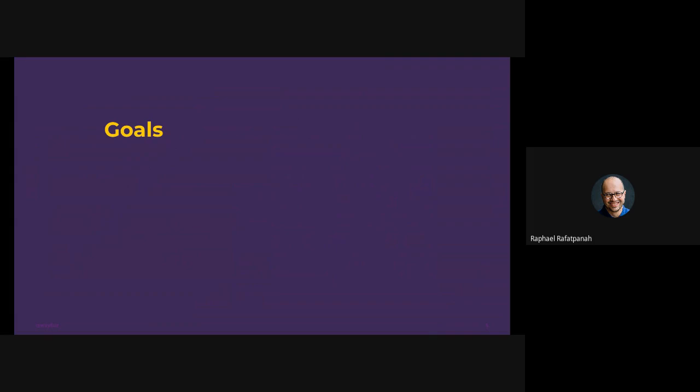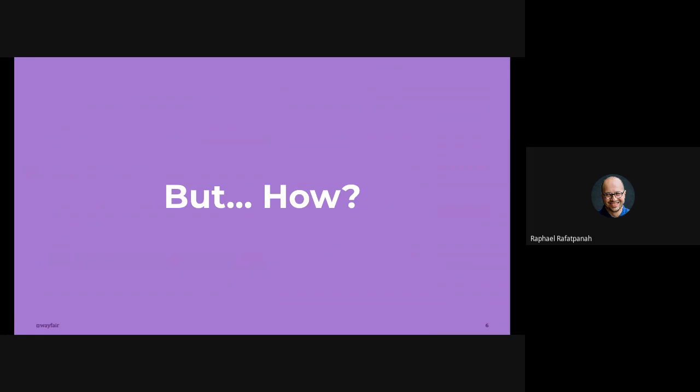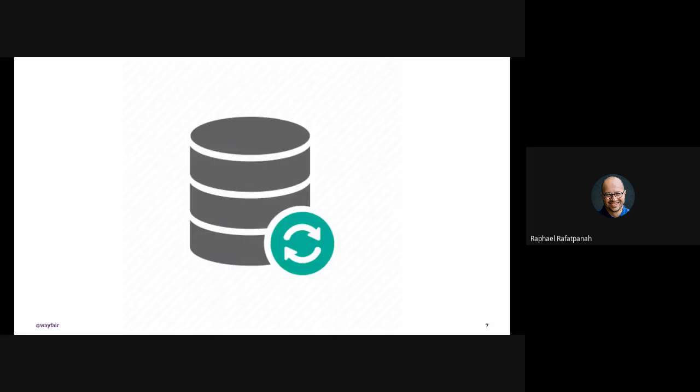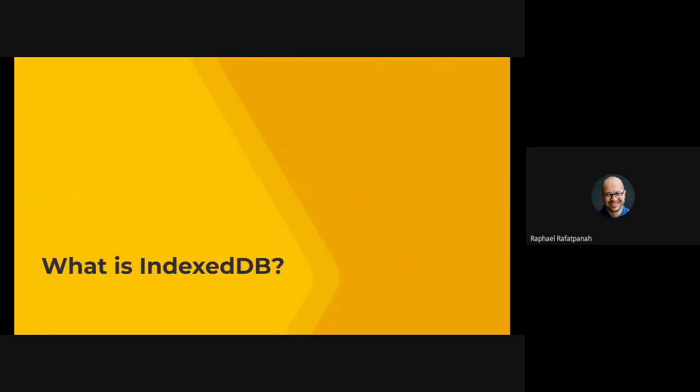So the goals are: 1, find a way to cache old transactions, and 2, only request new transactions. But how? If we think about traditional databases, databases store application state, which means the current state, the latest state of the application. It's easy to get the latest state. You just query for the data. But how do you get the diff between what I have cached locally on the client and the latest application state? Well, to answer this question, let's first talk about what is IndexedDB.